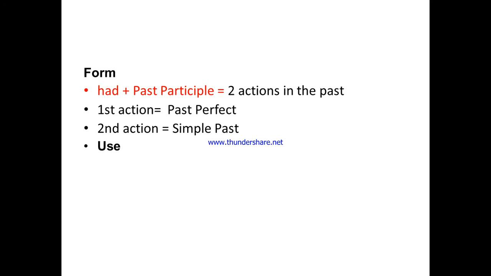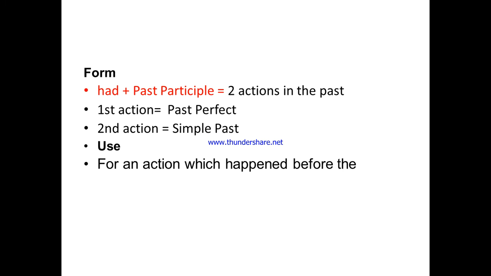زمن الماضي البسيط. The use، بالنسبة للاستعمال، نستعمل past perfect for an action which happened، التي وقعت، before the other one، قبل الأخرى. يعني الفعل الذي يكون في الـ past perfect يكون هو الأول في الزمن، هو الذي يسبق في الزمن، an action which happened قبل حدث آخر in the past. الحدث الثاني، the second action، يكون في الماضي البسيط، in the simple past.